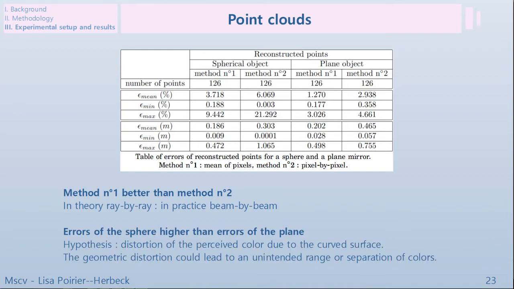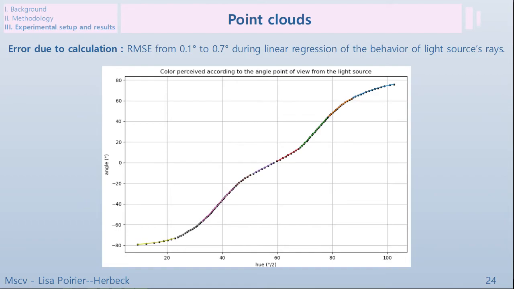And moreover, even if the results are very similar to reality, as you can see in the table, we have to consider some errors. First, we remark that the errors of the sphere are higher than the errors of the plane. We made the hypothesis that there is a distortion of the perceived color due to the curved surface of the sphere. Indeed, the geometric distortion could lead to an unintended range or separation of the colors.